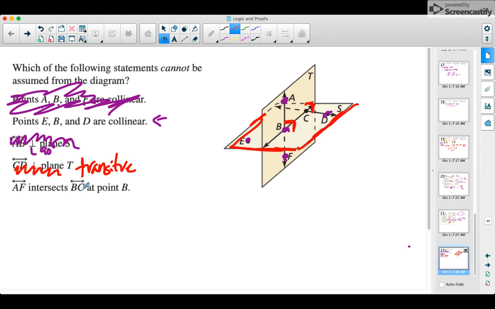And finally, AF intersects BC at point B. We can see that from the picture right there. So that one has to be true. So E, B, and D is the only thing we can't assume because there is no line that connects them.